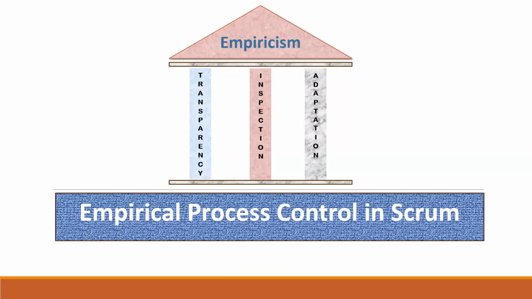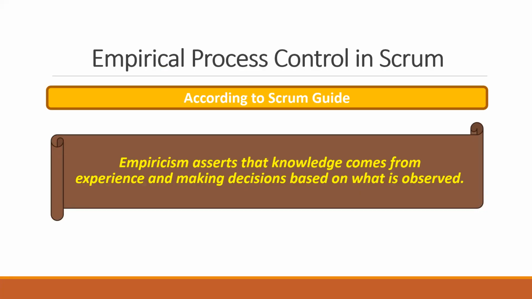Today we are going to learn about empirical process control in Scrum, or what we can call empiricism. The Scrum methodology is based on an empirical process. This concept revolves around the idea that we can find out the truth through experiments with concrete and observable results. According to the Scrum Guide, empiricism asserts that knowledge comes from experience and making decisions based on what is observed.